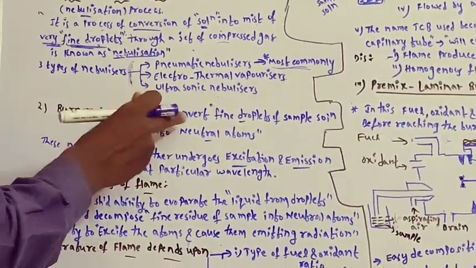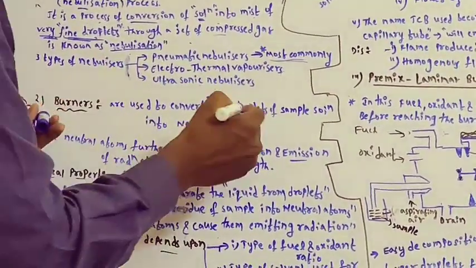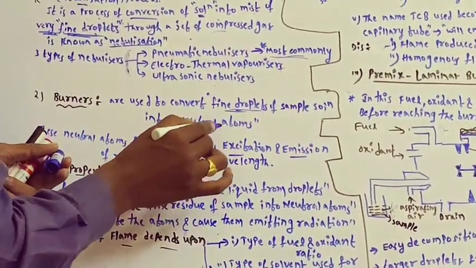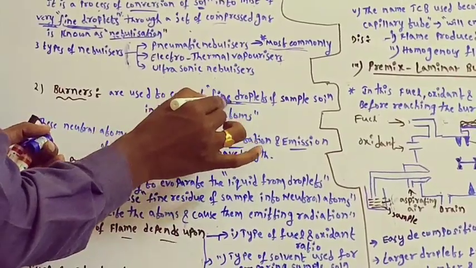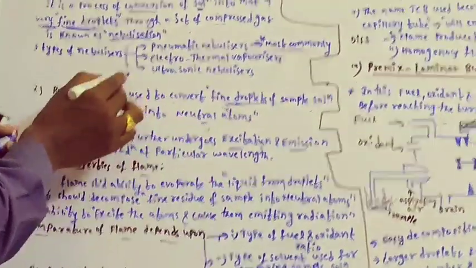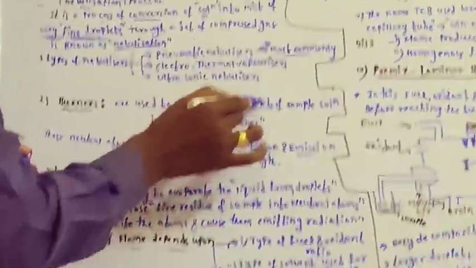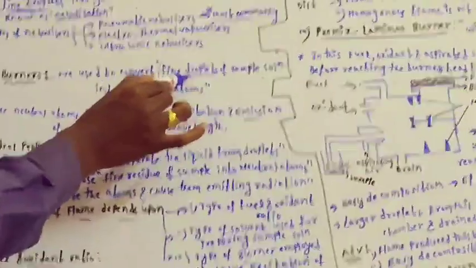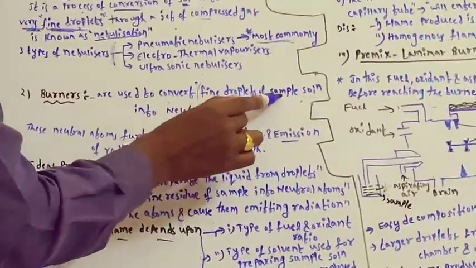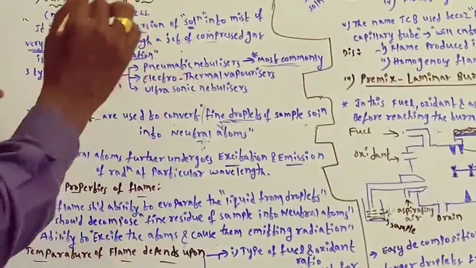Burners are used to convert fine droplets of sample solution into neutral atoms. In the sample delivery system, fine droplets are common. By using burners, these fine droplets are converted to neutral atoms, and these neutral atoms will reach the flame. Keep that in mind.